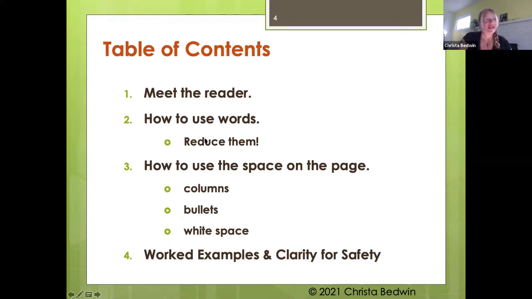So here's what we are going to do in this session. So we'll meet the reader. Then we're going to talk about words. So my main point about making your words readable is to use fewer words and you'll say more. But then we'll talk about how to use the space on the page. And then we'll have some worked examples. So I want to leave some time so that people actually try out the quizzes with their pen and paper, because you'll find it more interesting if you do try it.